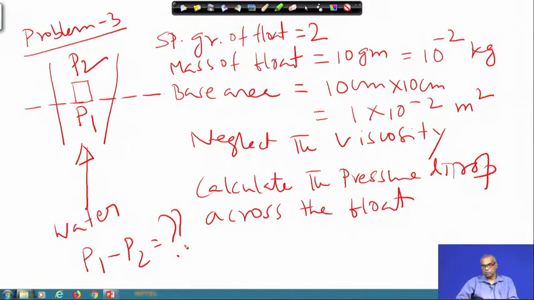You have a float with a square base 10 centimeter by 10 centimeter. The mass of the float is given as 10 gram or 10 to the minus 2 kg. The specific gravity of the float is given as 2. Water is flowing through the rotameter. I want to find out the pressure drop across the float.